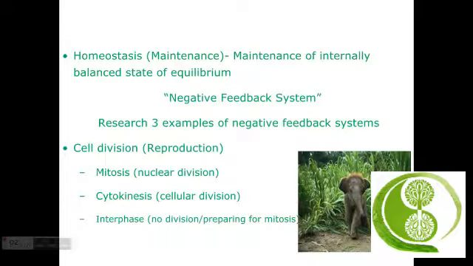Okay, now that everybody's looked up negative feedback systems, we'll move on to the third function of the cell, which is reproduction. Reproduction of the cell is done through cellular division, and cellular division occurs in 3 stages: mitosis, which is the division of the nucleus; cytokinesis, which is the division of the actual cell itself; and interphase.